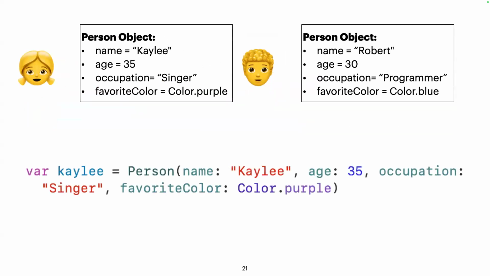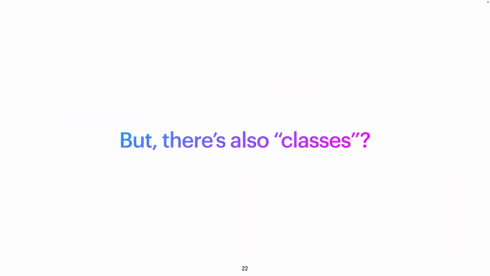This is how it looks in Swift. To create Kaylee, you would do something like person, and then in parentheses, you pass those values in. I can access these properties using dot notation. So I do Kaylee.age, and I get 35. If I want the color, I do Kaylee.favoriteColor. But there are also classes, right? You might have heard that in other languages, like Java, you would use class instead of struct.